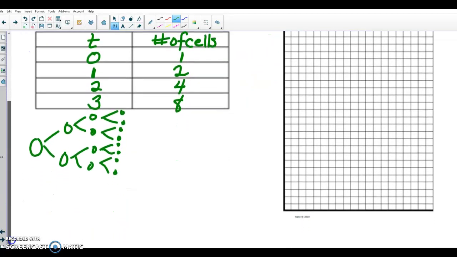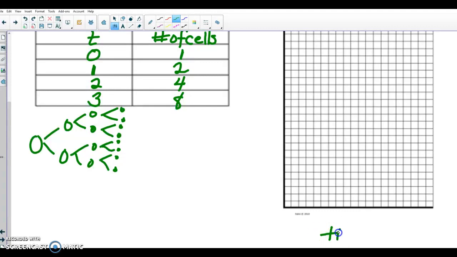So if you look at your graph, the time goes across the bottom because that's my independent variable. And I'm going to count those by ones. And my number of cells, I'm going to count by ones also. So I have 0 and then 1 cell, 1 and then 2, 2 and then 4, 3 and 2, 4, 6, 8. And if we continued it again, if I had 4 minutes, I would have 16 cells. So 2, 4, 8, 10, 12, 14, 16.